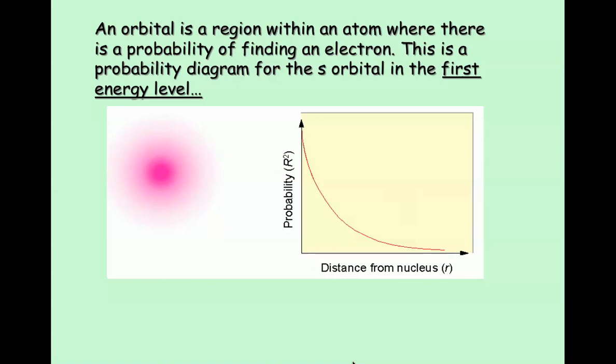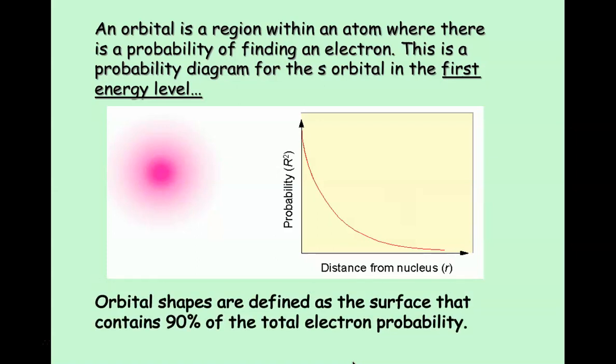If 0, 0 on the graph is the nucleus, then the 1s electron is going to have a very high probability closer to the nucleus. And it's going to have a very low probability as it gets further and further from the nucleus. Questions on this diagram? All right.